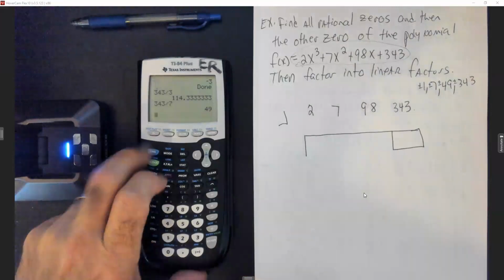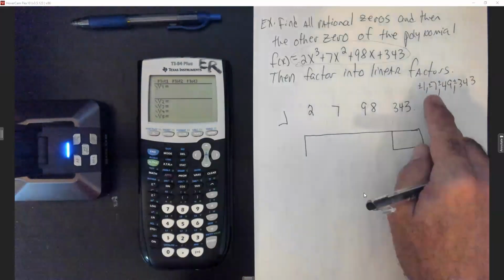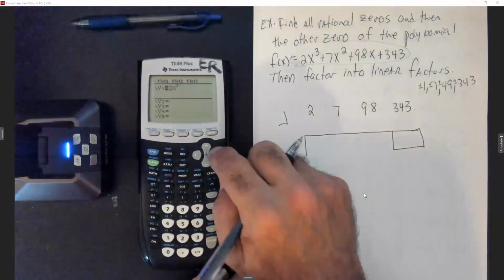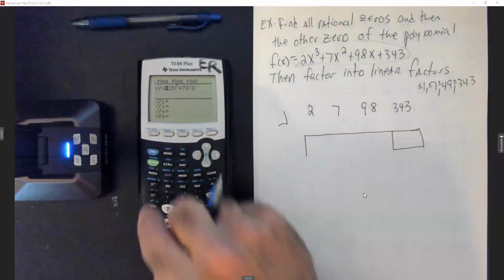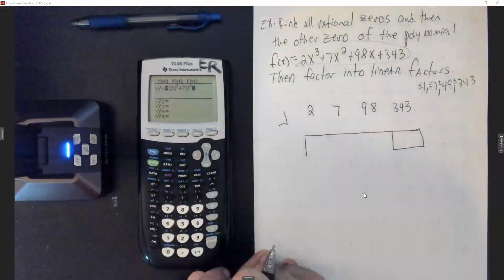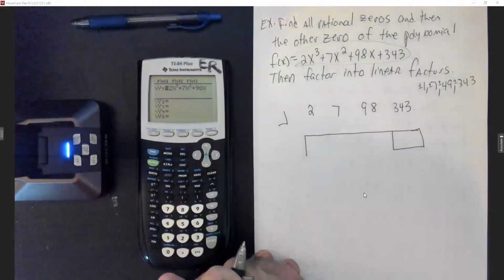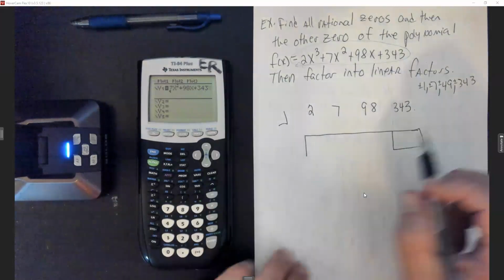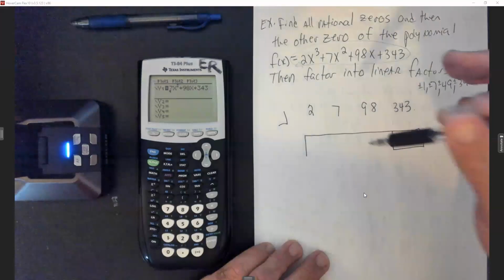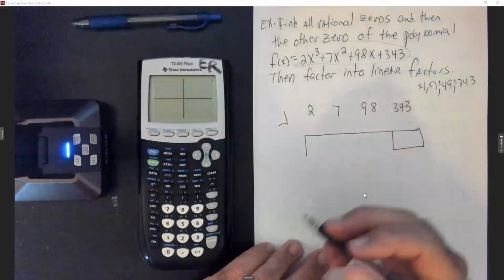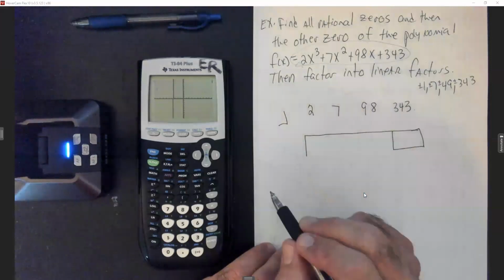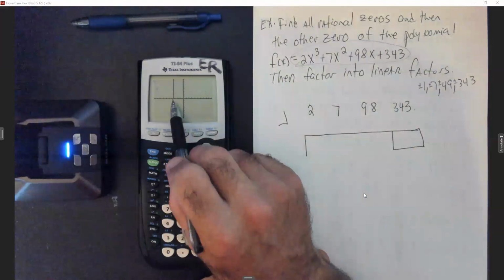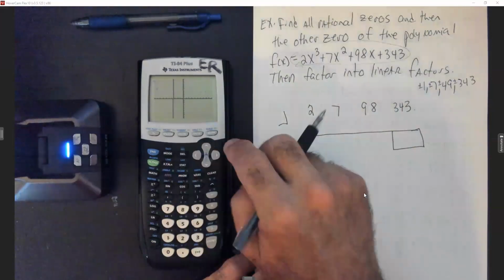I go to y equals, and I punch this in. 2x to the third, arrow down, plus 7x squared, plus 98x, plus 343. I'm going to graph it because I know zeros are where it crosses the x-axis. So if I can graph that and see places where it's going across the x-axis, I can use that as my 0. And I see right here, it looks like it's going across. But y'all look at that. That looks like it's in between my numbers, doesn't it?